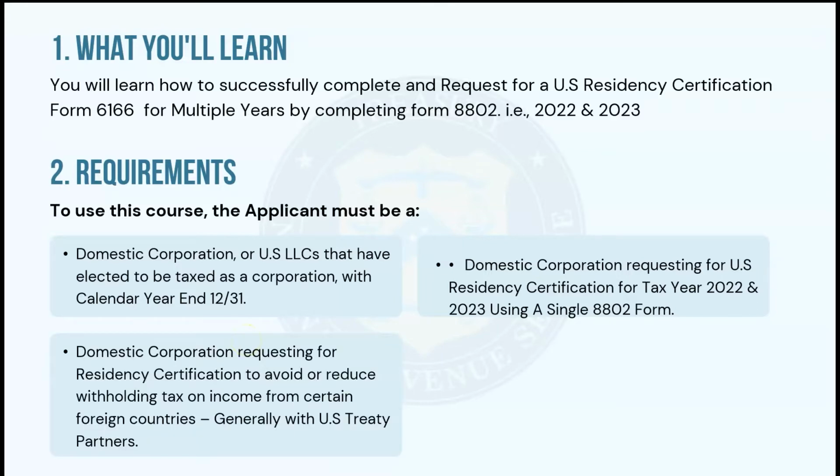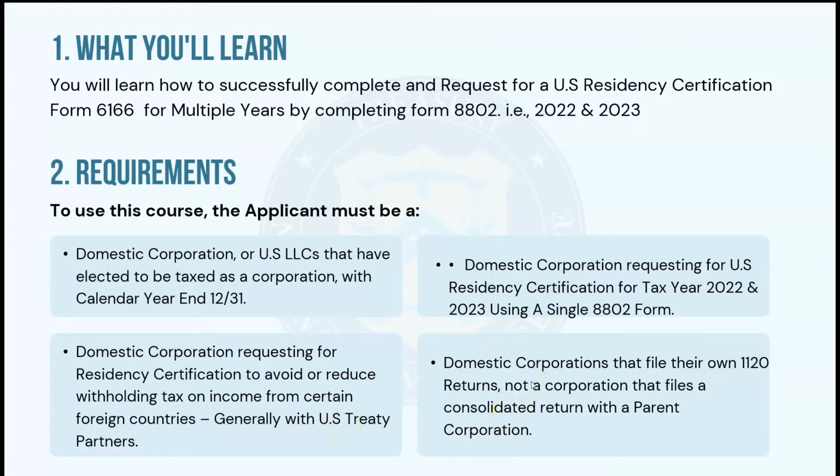It must be a domestic corporation requesting for residency certification to avoid or reduce withholding tax on income from certain foreign countries, generally with U.S. treaty partners. And then finally, you must be a domestic corporation that files your own 1120 return. It must not be a corporation that files a consolidated return with a parent corporation.